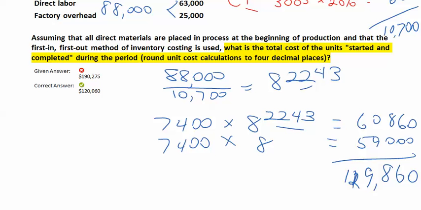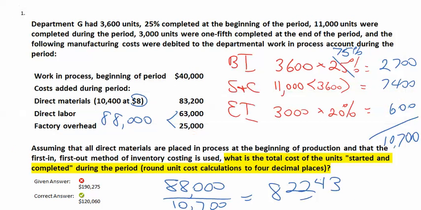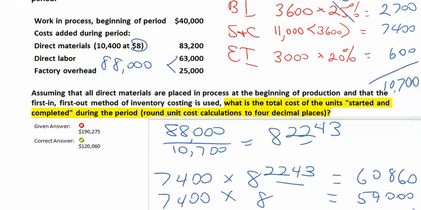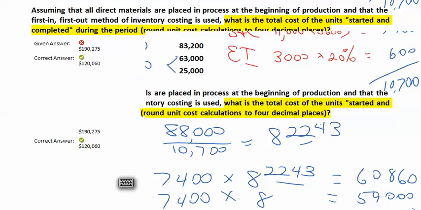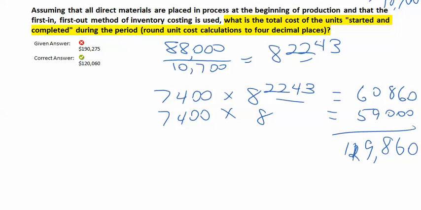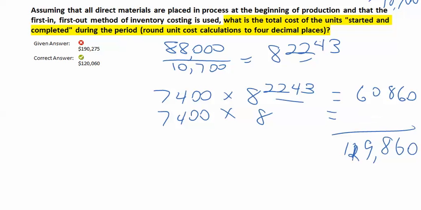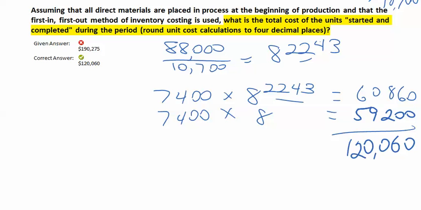That didn't add right. That's 119. So let's see. I've got to check my work. Anybody find any errors in there? Oh, I did. Yes. Thank you. So that's 59,200. We get $120,060, which is the correct answer.